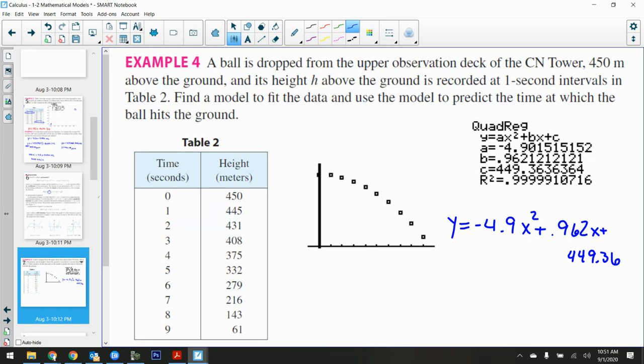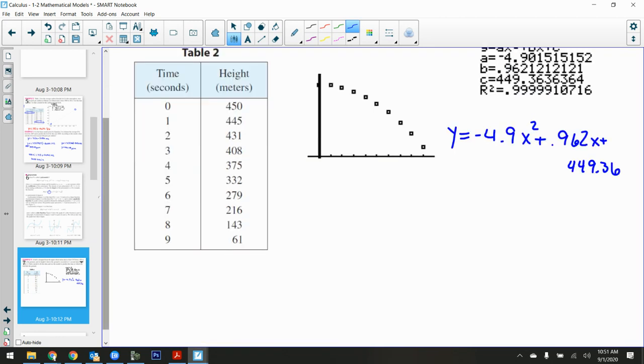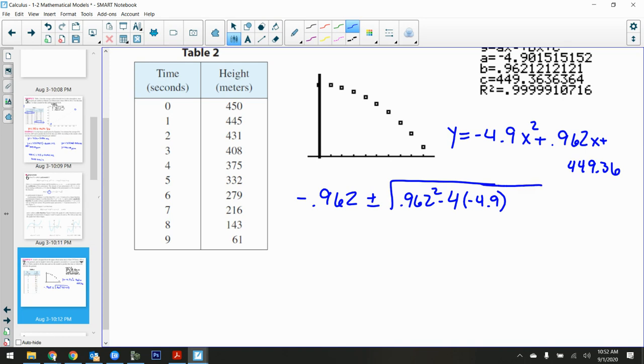Okay. Find a model to fit the data. Use the model to predict the time at which the ball hits the ground again. Well, how do we know when it's going to hit the ground? Find a zero. Let's do the quadratic formula. The opposite of b, 0.962, plus or minus the square root of 0.962 squared minus 4ac, all divided by 2a. 2 times negative 4.9, negative 9.8. Everybody follow me there? Just doing the quadratic formula with the equation that we got.